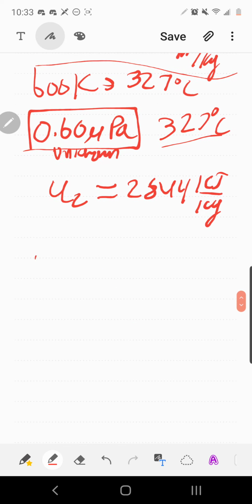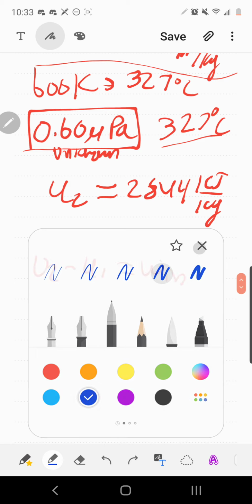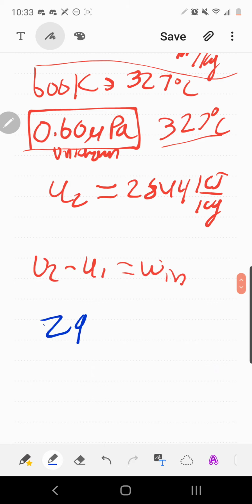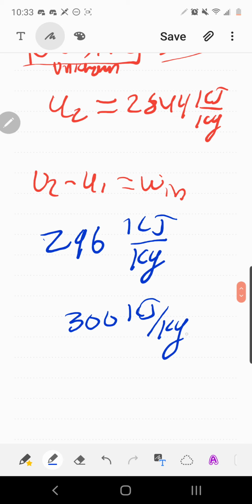So now we know U2 minus U1 is going to be our work, which will give us a value of about 296 kilojoules per kilogram. This most closely corresponds to the 300 kilojoules per kilogram offered in answer choice A.